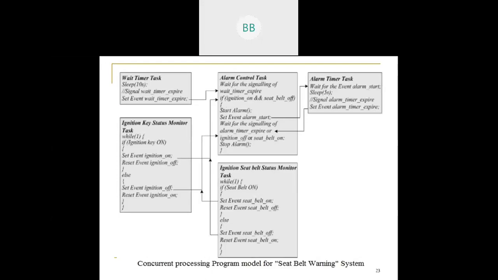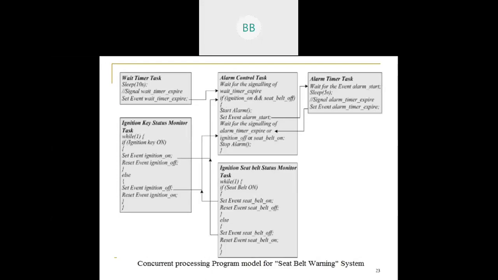On the same line, the events seat belt off and seat belt on are set and reset respectively when the seat belt status is off. On the other hand, the events seat belt off and seat belt on are reset and set respectively when the seat belt status is on, by the seat belt monitoring task.